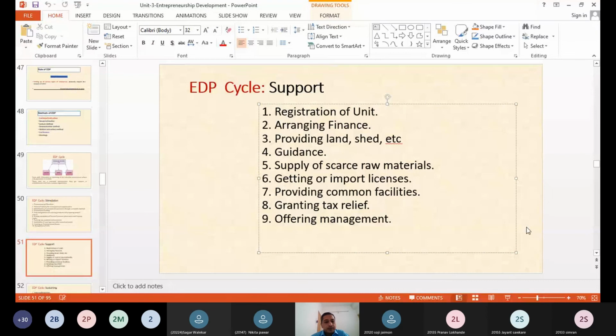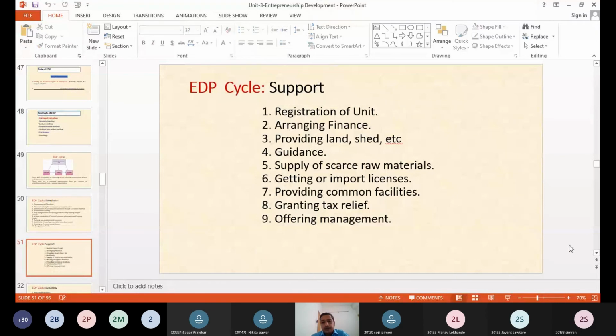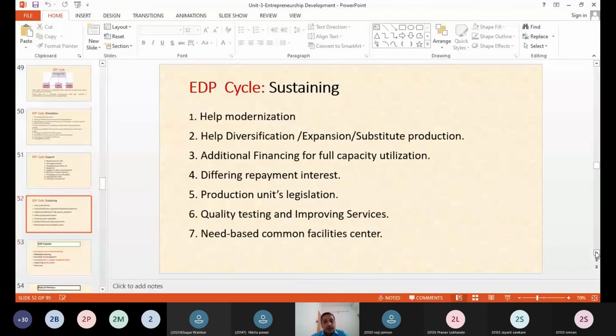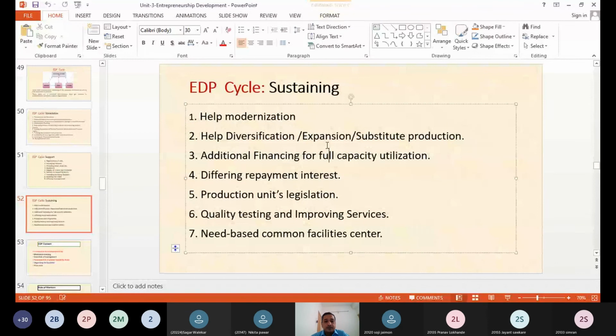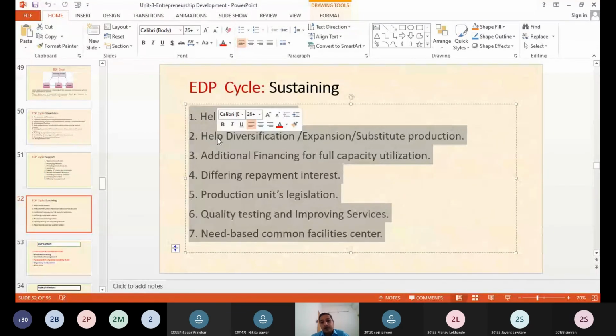Once the enterprise is well established, the entrepreneurs are provided guidance and handholding for sustaining in the market, to remain in the market for a longer time, to survive and grow. Various aspects include helping with modernization, diversification of products, expansion or substitute production, additional financing for full capacity utilization, and deferring repayment interest. Deferring repayment interest means these entrepreneurs are provided with the facility of flexible repayment of the interest.